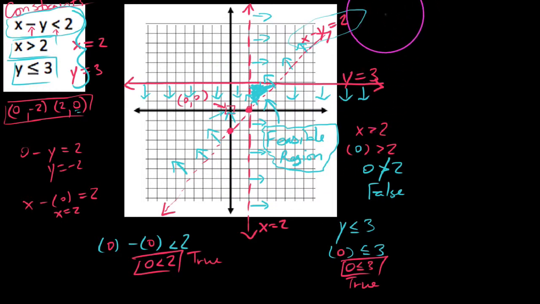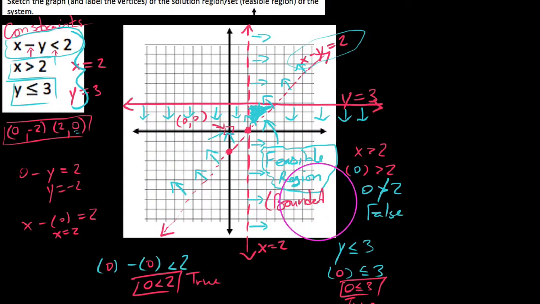Another thing I want to say about this feasible region is that it is bounded. So this is a bounded feasible region. If you think about the word bounded, it means like surrounded on all sides.